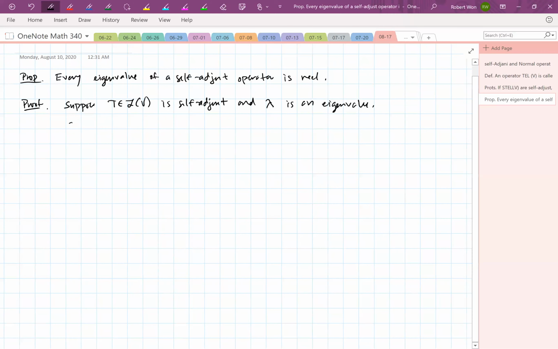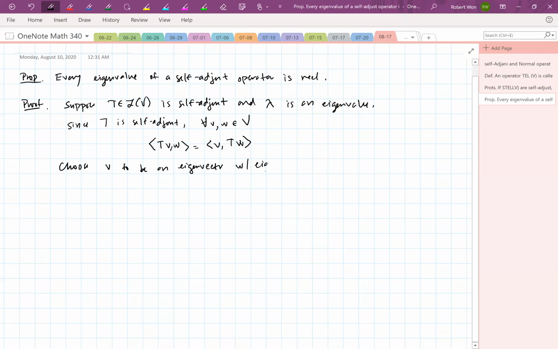What does it mean to say that T is self-adjoint? Well, since T is self-adjoint, we have that for every v and w, the inner product of Tv and w is equal to the inner product of v and Tw. We actually have a stronger statement, for every v and w in V. This is true. But now what I'm going to do is choose an eigenvector with eigenvalue lambda as both v and w. So choose v to be an eigenvector with eigenvalue lambda, which is guaranteed to exist since lambda is an eigenvalue. Then what do you get? You get <Tv, v> equals <v, Tv>, the original thing I wrote down.